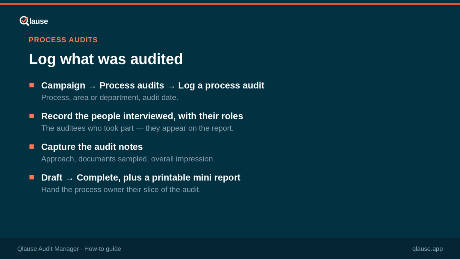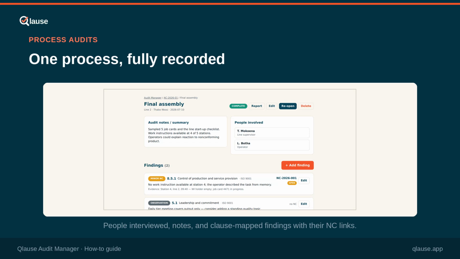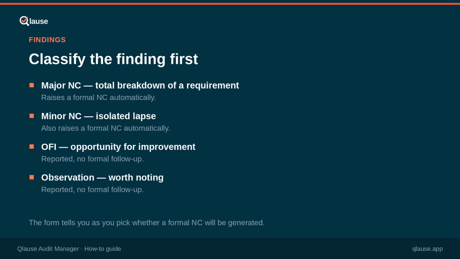Each process audit also has its own printable mini report, useful for handing the process owner their slice of the audit. Inside a process audit, the header carries the process, the auditor, the date, and the status. The notes record what was sampled, and the findings sit below, each one already wearing its classification badge and linked to its NC number. Findings are captured inside the process audit.